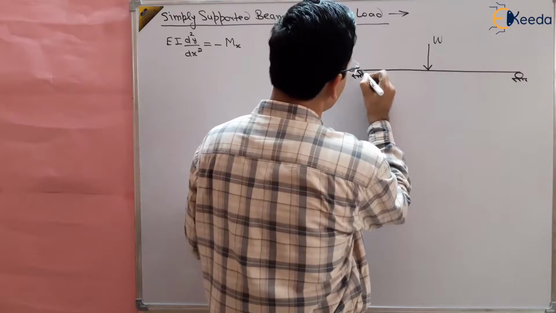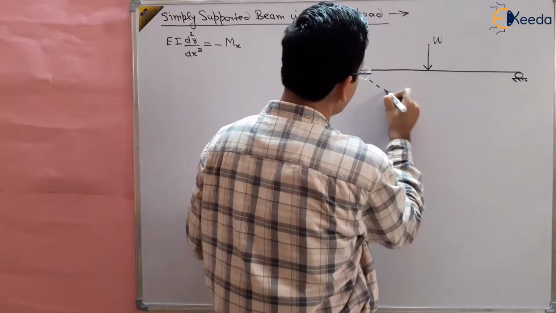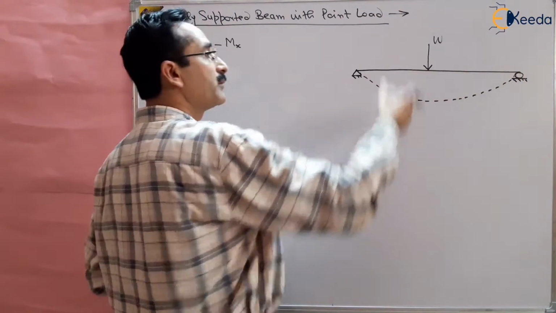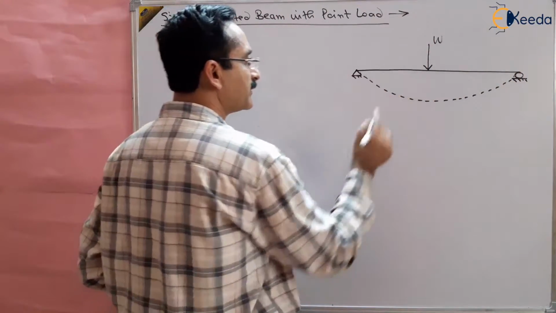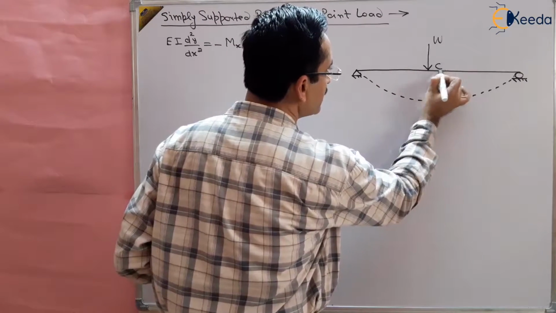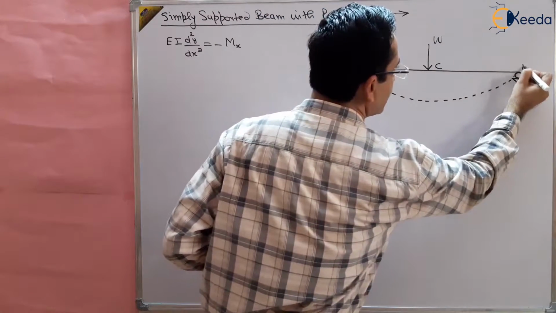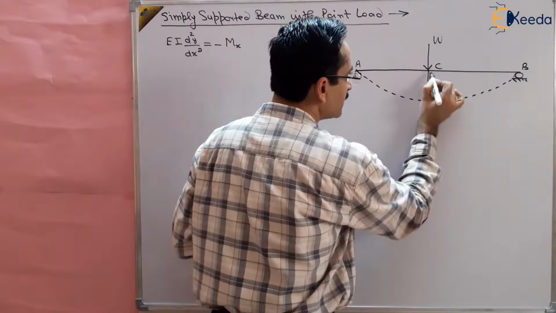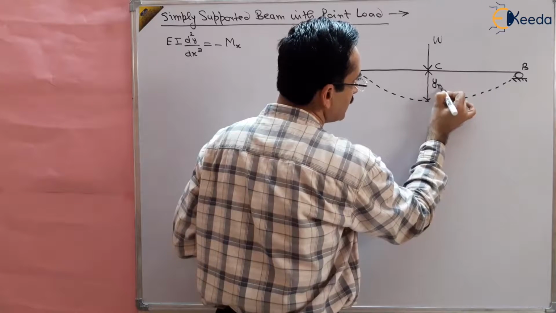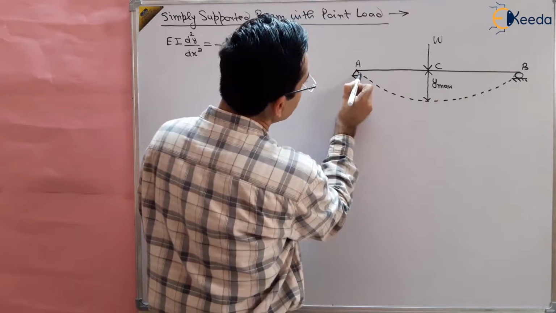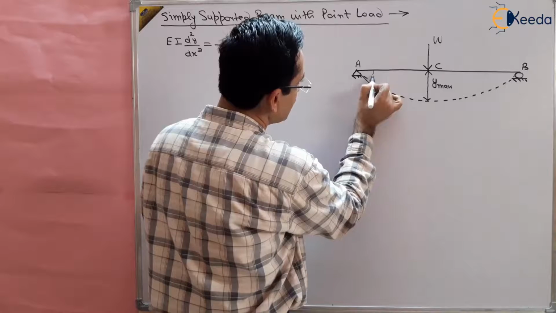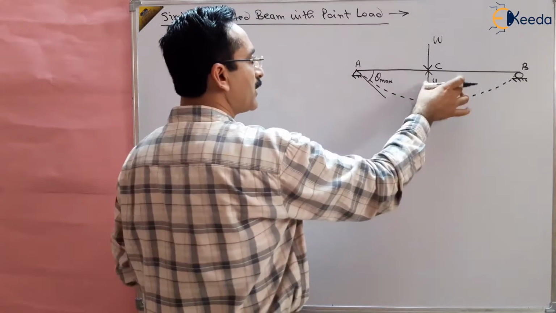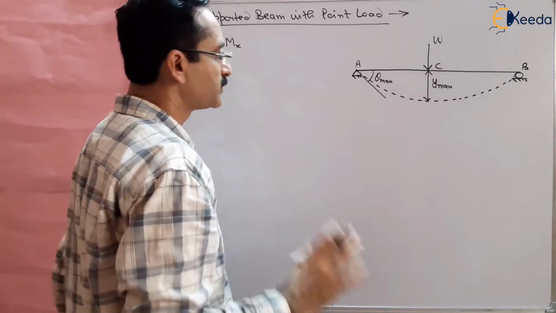So suppose the load is applied and the deflection of the beam is like this. You know that for a simply supported beam, when the point load is applied at the center, suppose this is center C and these are points A and B, the deflection will be maximum at the center. You know that we have already read about this, that the deflection will be maximum at the center and the slope will be maximum at the support, suppose this will be theta max, right? So our aim is to find out y max and theta max for this simply supported beam, right?